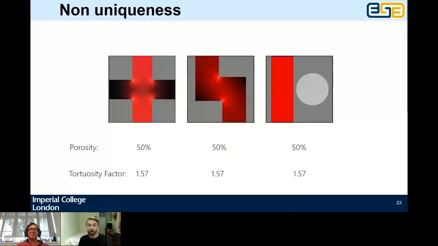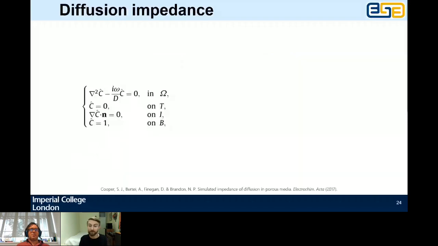Okay, and that theme of non-uniqueness, that theme of very widely varying behaviors from the same microstructural homogenized parameters is what we're going to explore. So here is a follow-up to that piece of work that kept the diffusion equation as its basis, but transformed it into the frequency domain. Okay, and so that's what the system of equations looks like now.